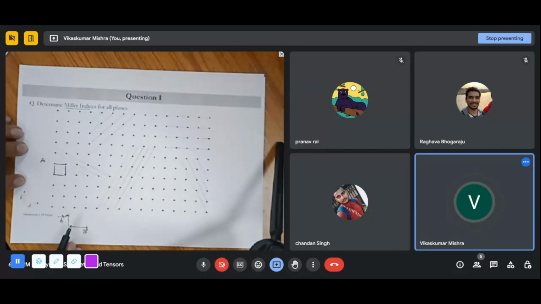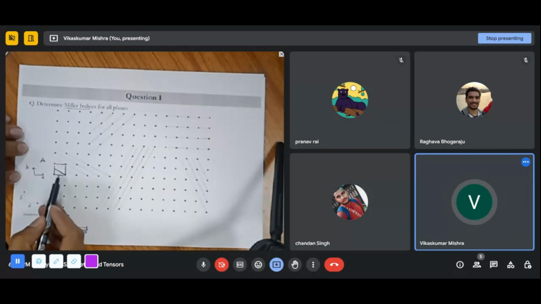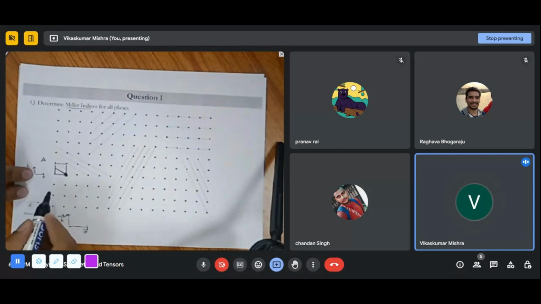Okay, so this unit cell I have drawn. Now here we can see that this is the a direction and this is the b direction. We can see this plane is cutting our unit cell at two points. One is over here, and the second one is over here, right?